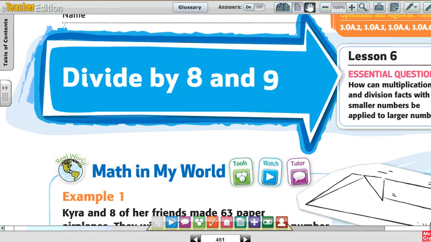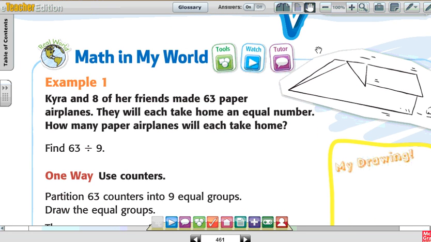It's chapter 8, lesson 6. Okay, it says divide by 8 and 9. Look at the example that they have. It says example number 1.